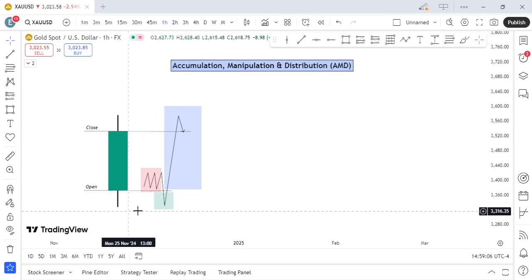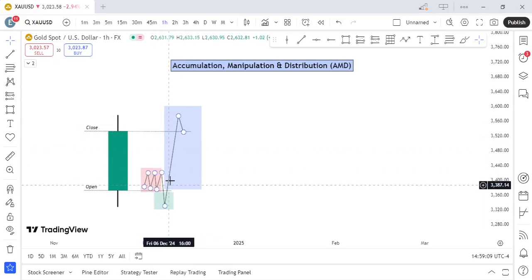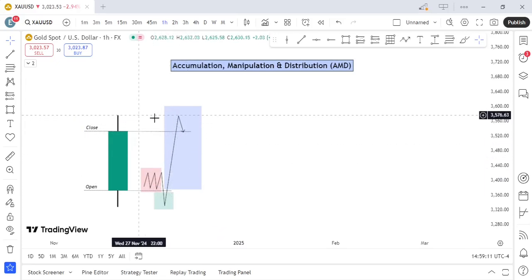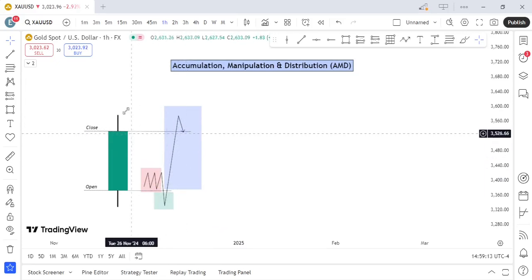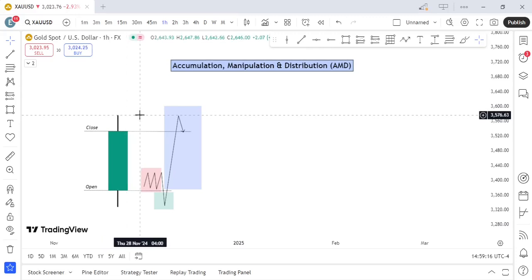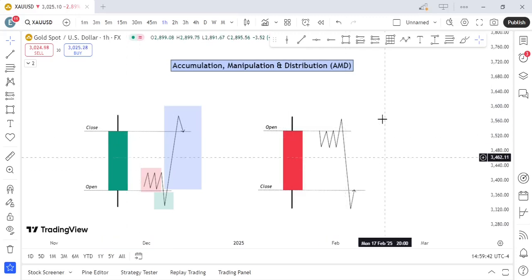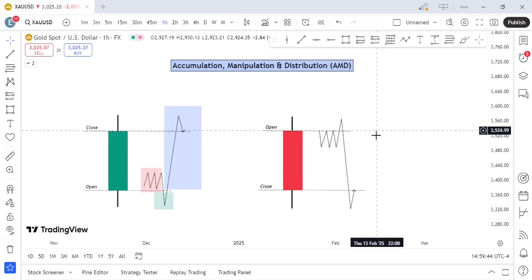It forms this wick right here, and price starts to go all the way up, distribute all the way up, and eventually price retraces down a little bit to form this upper wick right here. So it's very simple. Now for a bearish scenario, it's literally the same thing, but just the opposite, right?